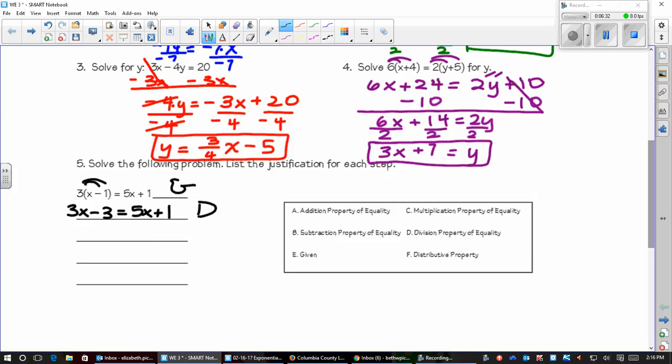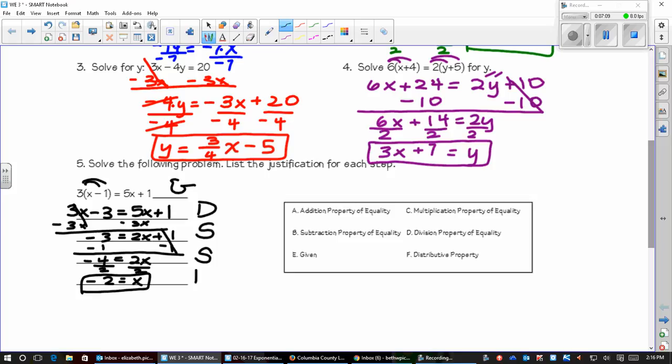Both sides are as simple as they can get, but I need to collect the variables on one side. So I'm going to subtract 3x from both sides. So I'll have negative 3 equals 2x plus 1. And I'm going to justify that by the subtraction property of equality because I got that by subtracting 3x from both sides. Next up I'm going to subtract 1 from both sides. So negative 4 equals 2x. Again, I use the subtraction property of equality. And then finally I'm going to divide both sides by 2. So my final solution is negative 2 equals x, and I can justify that by the division property of equality.